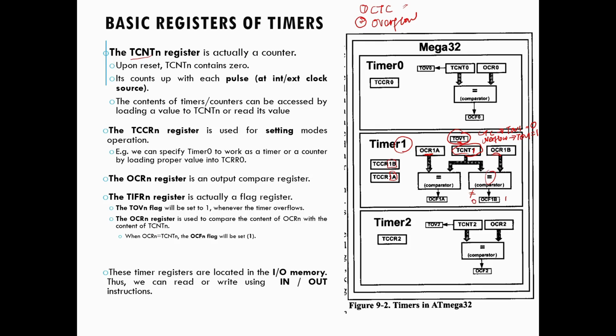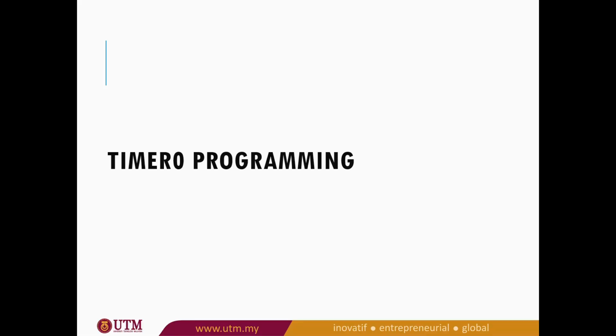Then you compare with TCCR1A. If you are using TCCR1A, you need to compare your TCNT1 with OCR1A. If it is the same, OCF will be 1. If not the same, it will be 0.